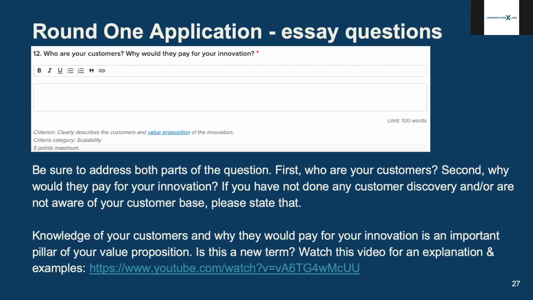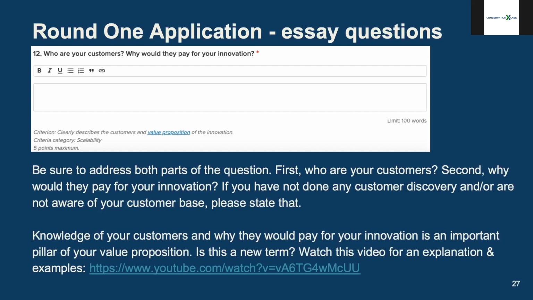If you have not done any customer discovery yet, or you're not aware of your customer base, then it's really important to state that in your response. If you have time to do some customer discovery before you submit your application, I think it's a good idea. I would recommend it, because then reviewers might appreciate reading at least that there's some research done, versus a response that says that you have not done customer discovery yet.